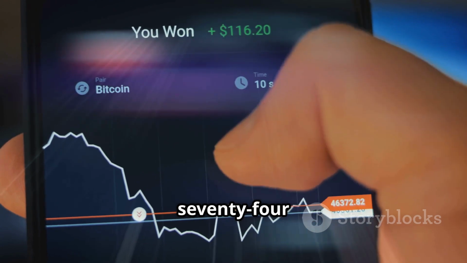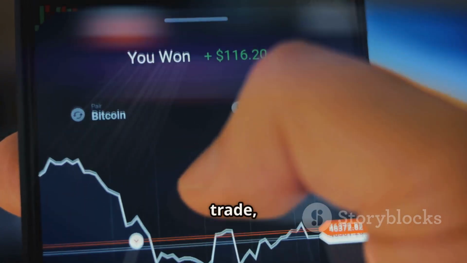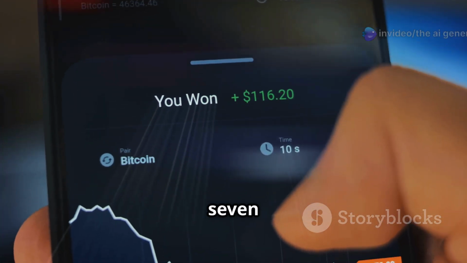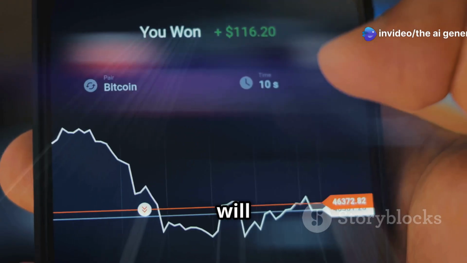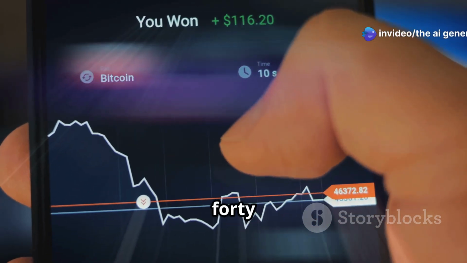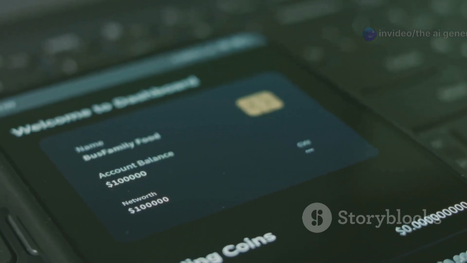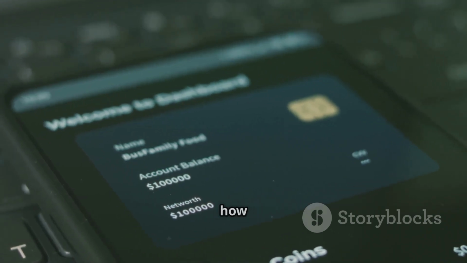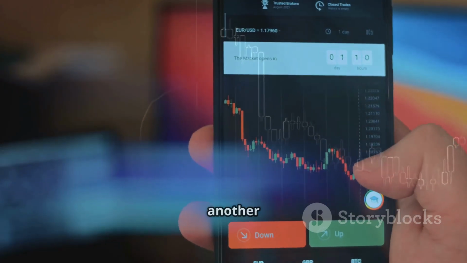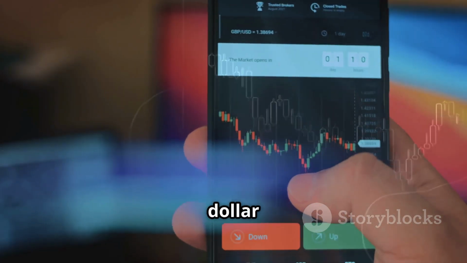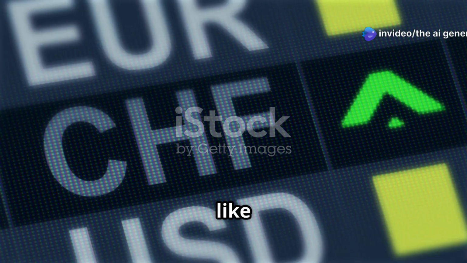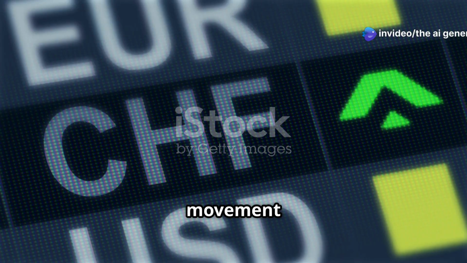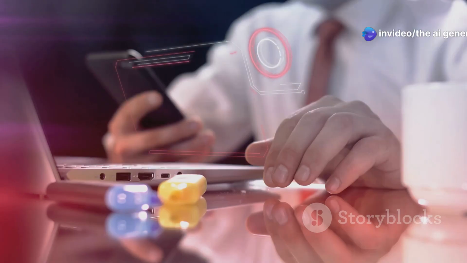A great trade brings me $74. This was the 4th trade, and I already have almost $7,000 in my balance. I will open the next trade at $1,040. Just watch how my balance increases, and let's open another trade on the currency pair Australian dollar Swiss franc. I like this currency pair. It has good movement and relatively good payout.